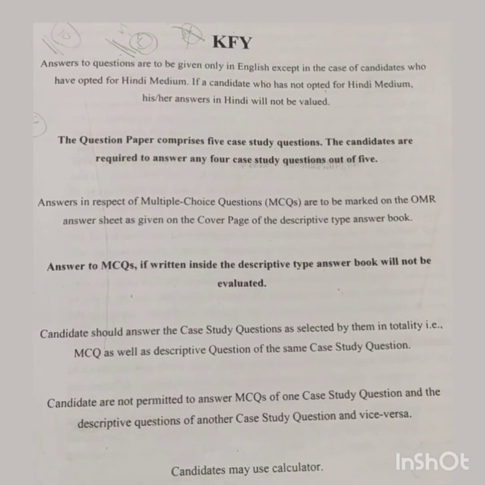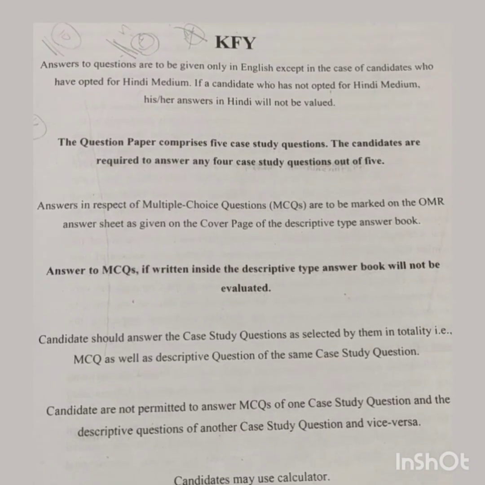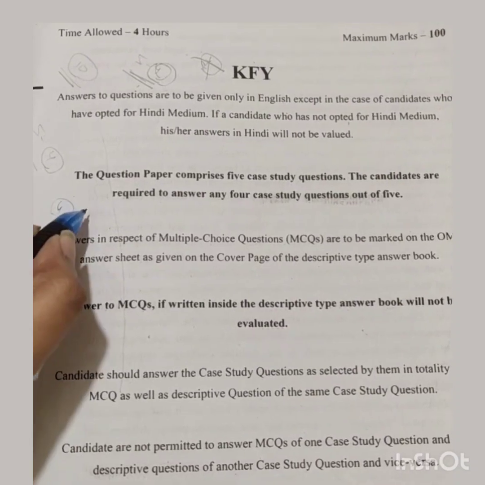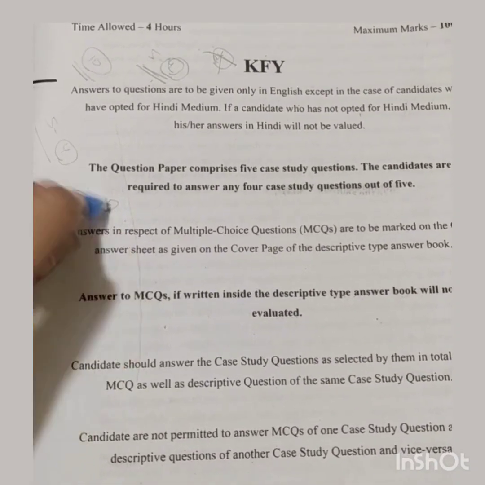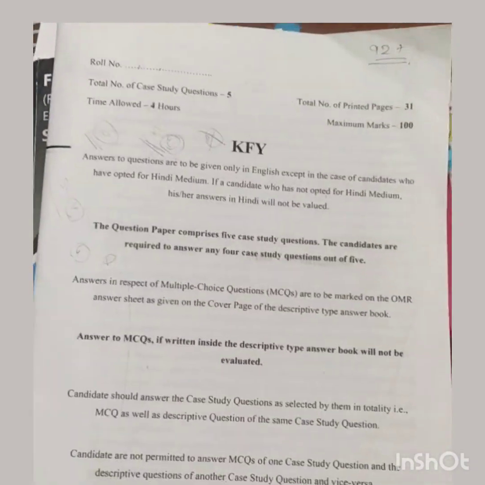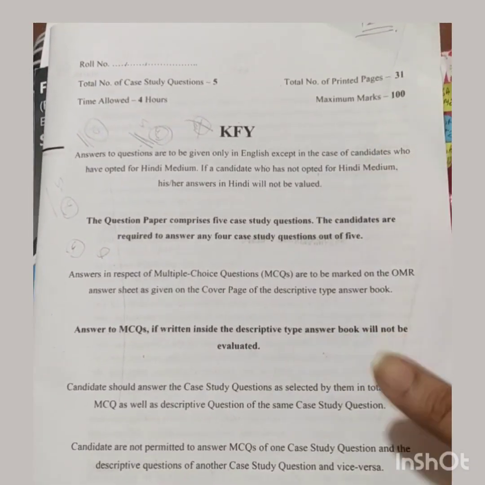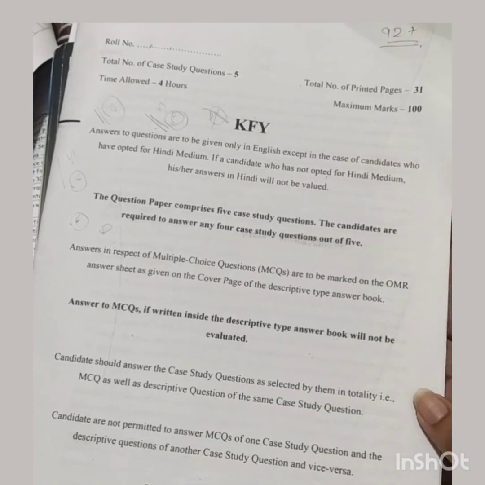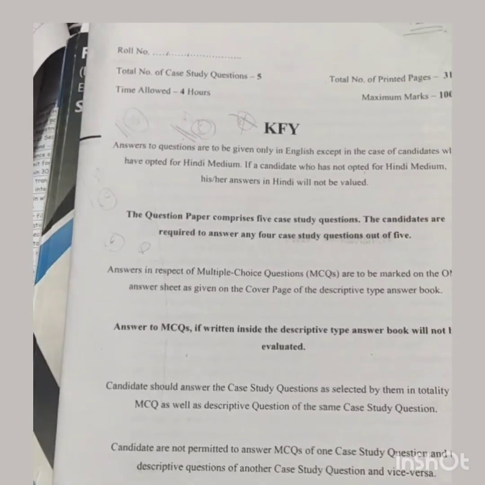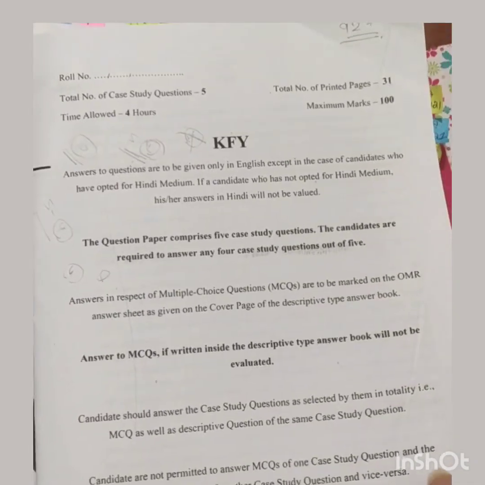The first mistake I did, because of which I lost marks, was I did not know that you should write any 4. I thought the first question is compulsory and from the rest of the questions you have to write any 3. So there I wasted 10 minutes, but I read this after that, and then I realized that question 1 is not compulsory, so don't make that type of silly mistake.